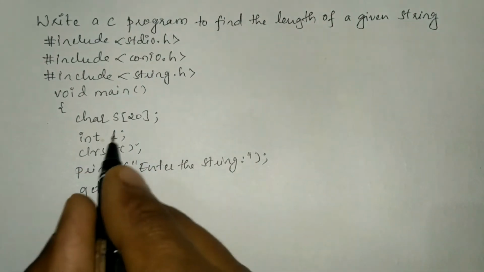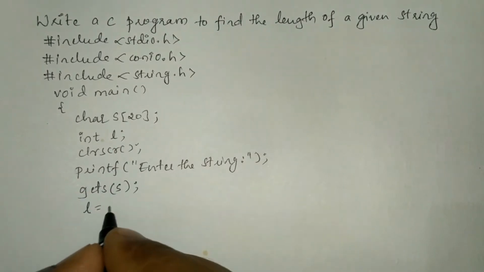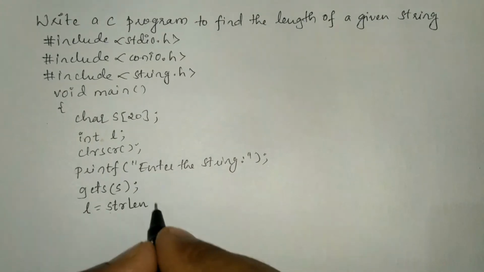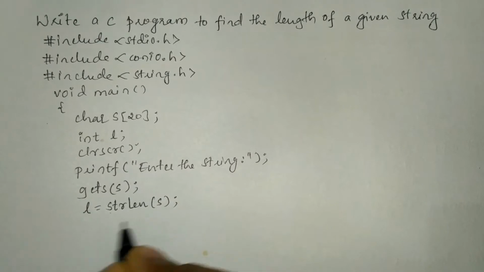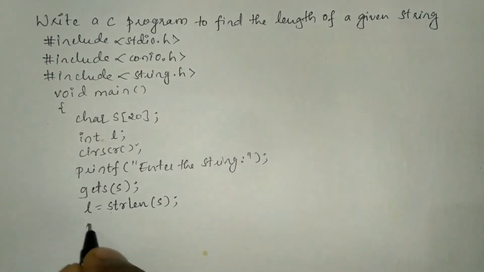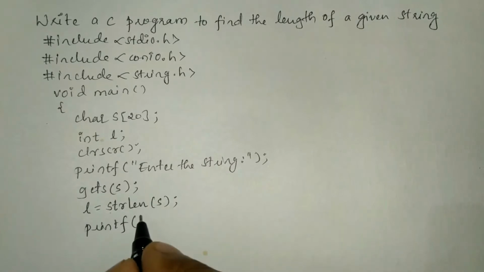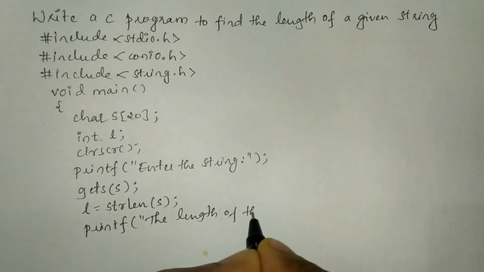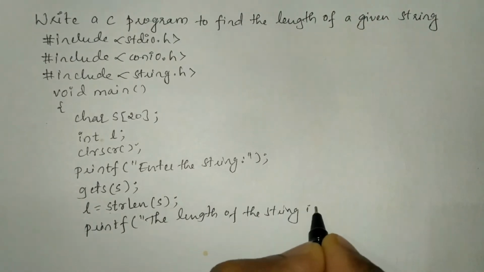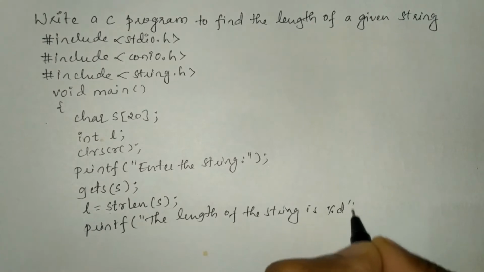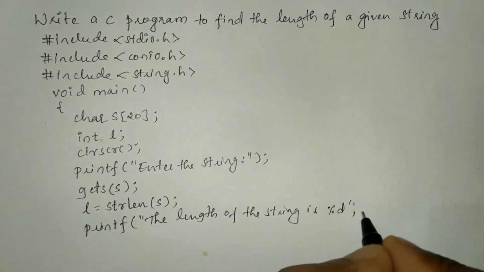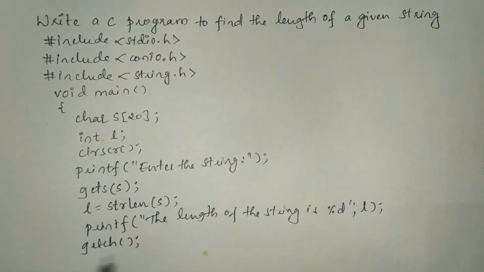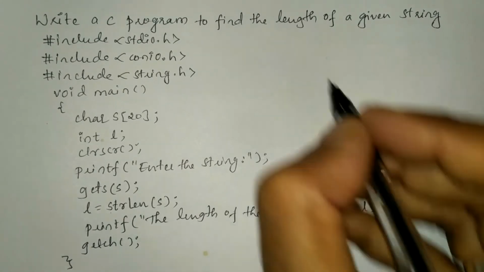Next we'll write l, that is length, is equal to, we will use built-in function called strlen, that is string length of s. Okay, now we are going to write printf statement, and here we will print the length of the string is %d and the double quotation mark, and value will be stored in l. So I'm going to write here l and put semicolon, and here we'll write getch function and curly closing brace.